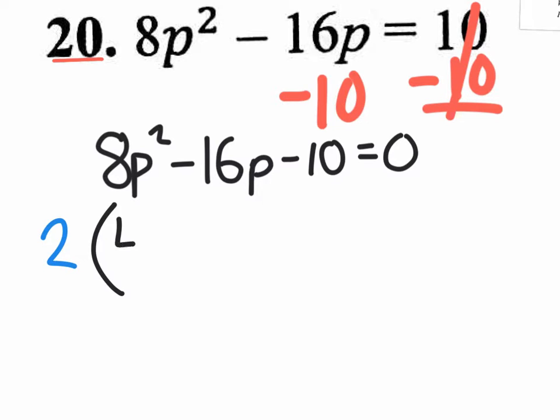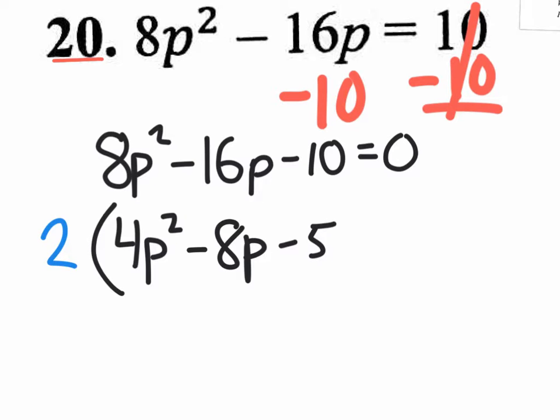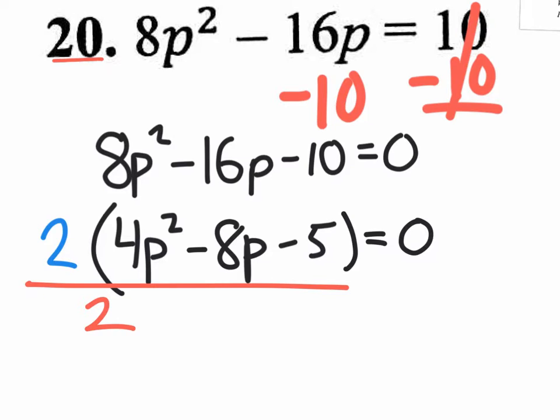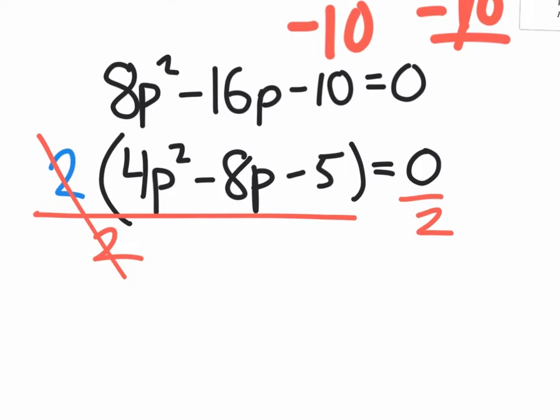What's going to be left? 4p squared. And the next term is going to be a negative 8p. And the last term is going to be a negative 5, equals 0. Now because this is an equation, you could do anything you want to an equation, as long as what you do to one side, you do to the other side. So I could take the whole left side of the equation and say divided by 2. Why would I do that? So the 2's disappear. And as long as I do it to the other side, 0 divided by 2 is still going to be 0. So let me rewrite my new simple quadratic trinomial equation.